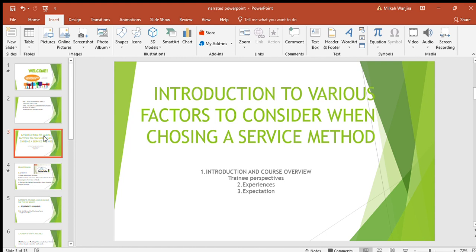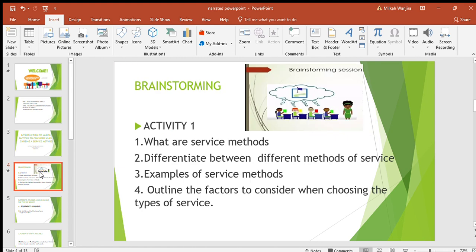The course overview, the trainee perspectives, the experiences, and the expectation at the end of the topic. So, let's brainstorm on this activity.